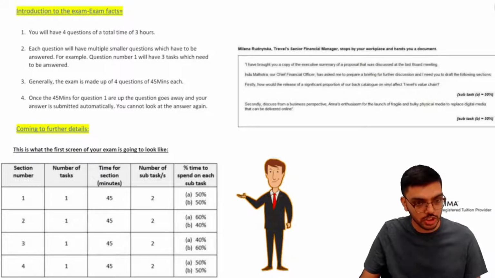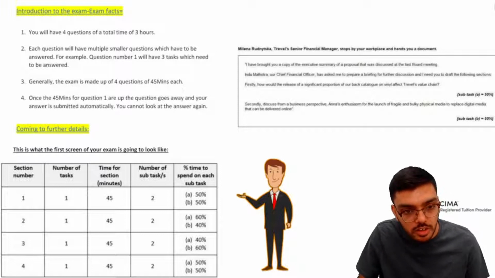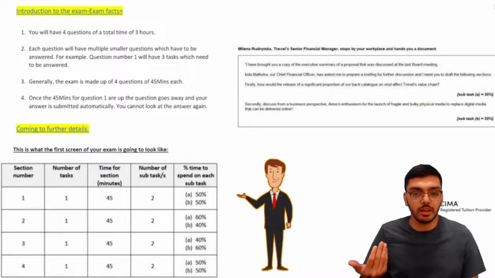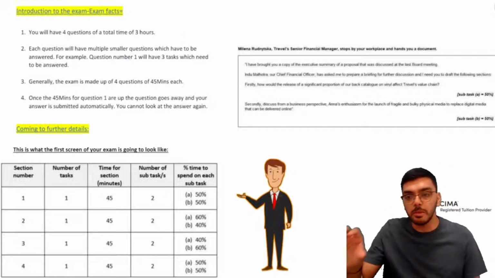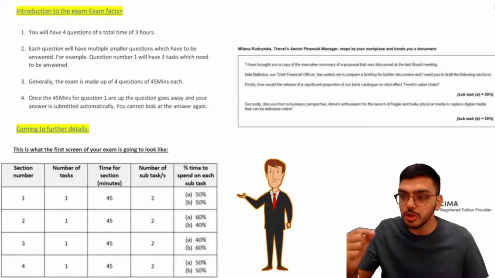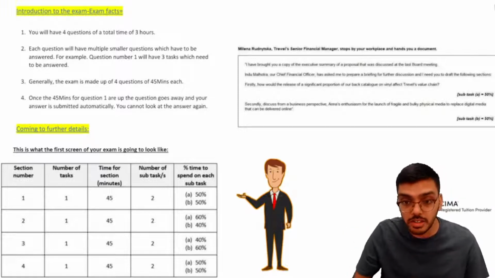So you'll see section 1, 45 minutes. So first question, 45 minutes, number of subtasks 2, and then percentage time to spend on each task 50% and 50%. So they're telling you that while reading the question, give 50% of your time to task 1, 50% of your time to task 2. So make sure that you give both the tasks equal importance. That's what they're trying to tell you over here with this allocation.